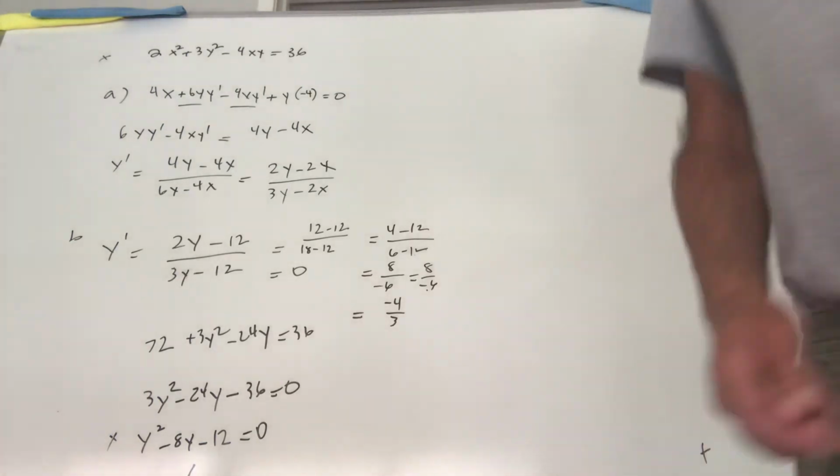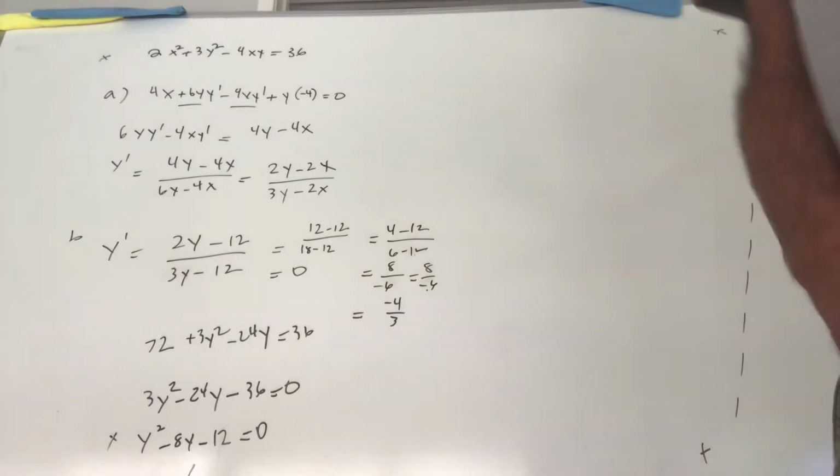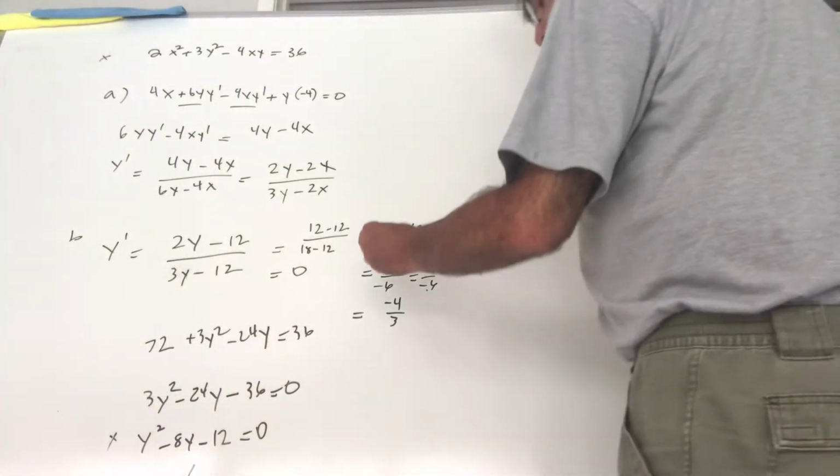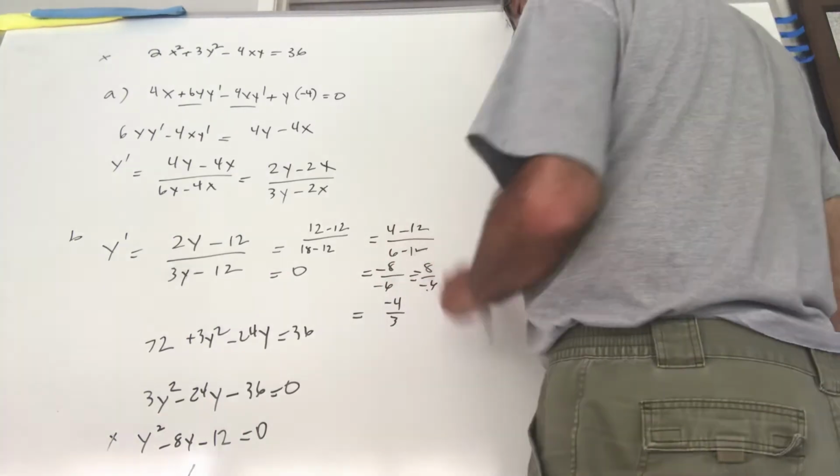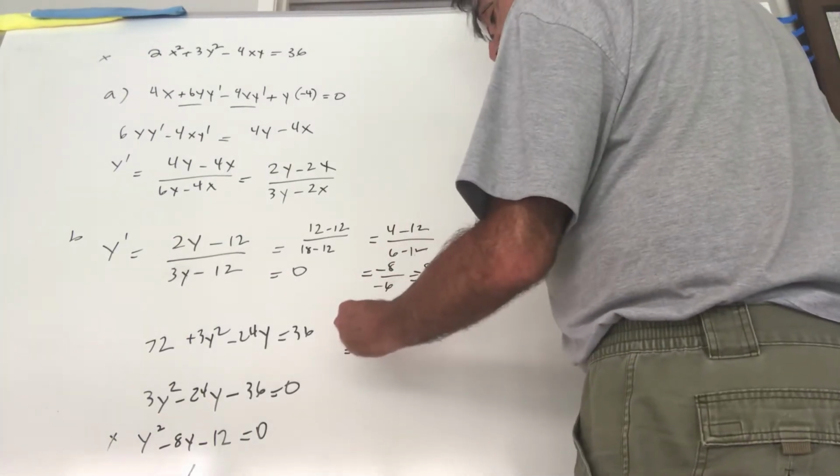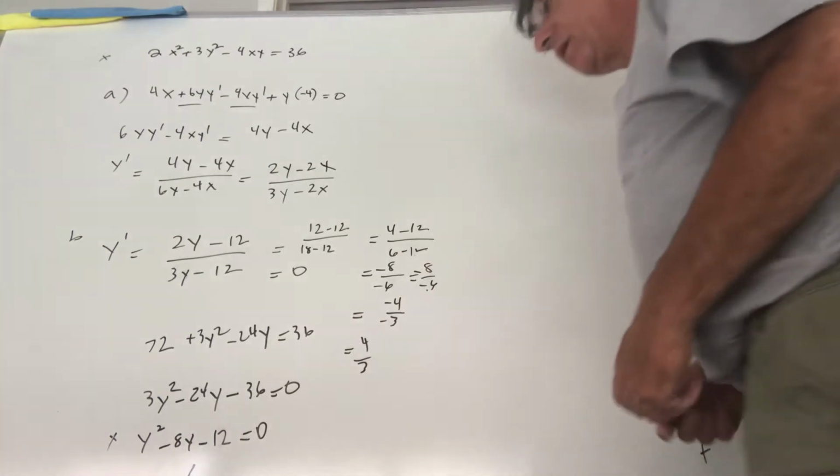Thirds. That's the right answer. No. Oh, crap, they're both negative. 4 minus 12 is negative 2. So I get 4/3. Sorry about the brain stall on that one.